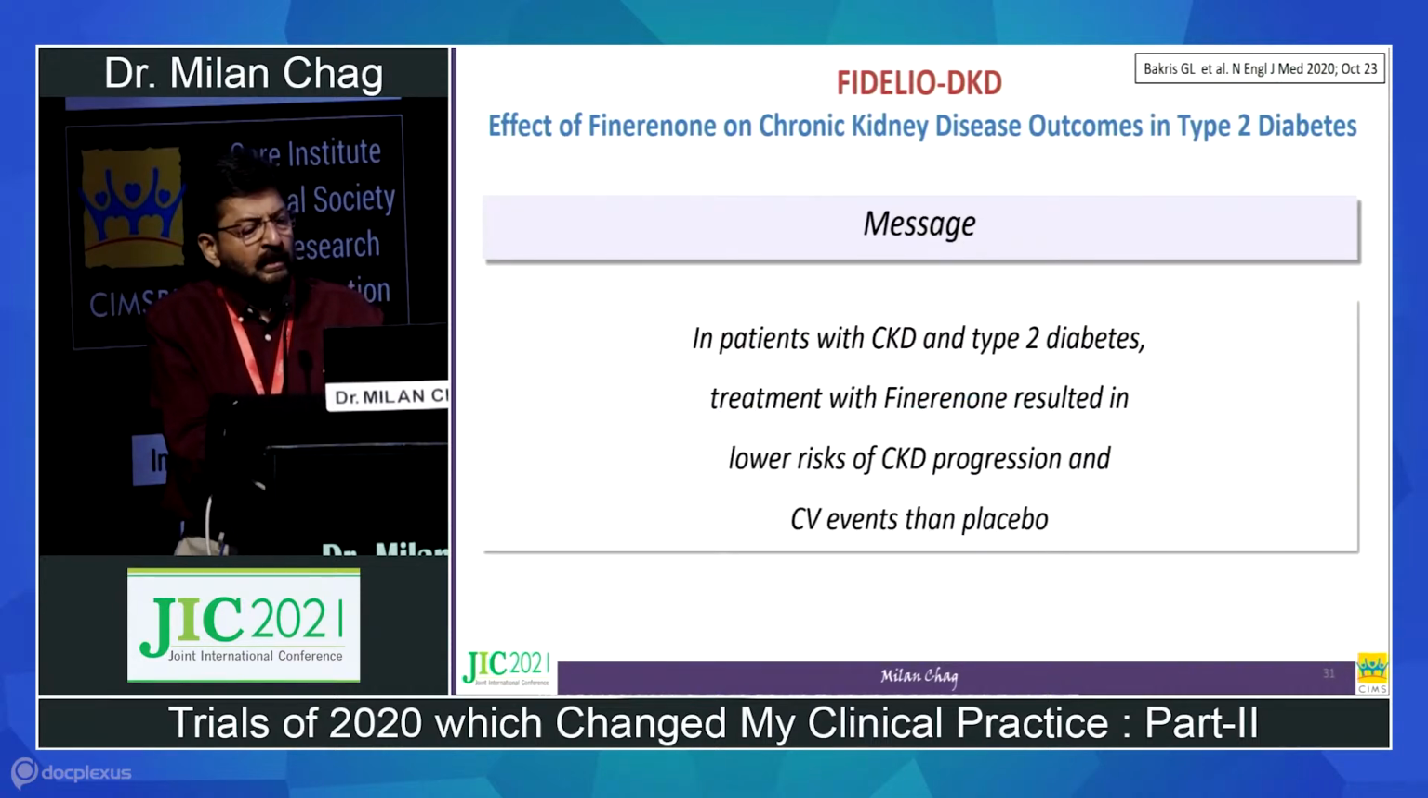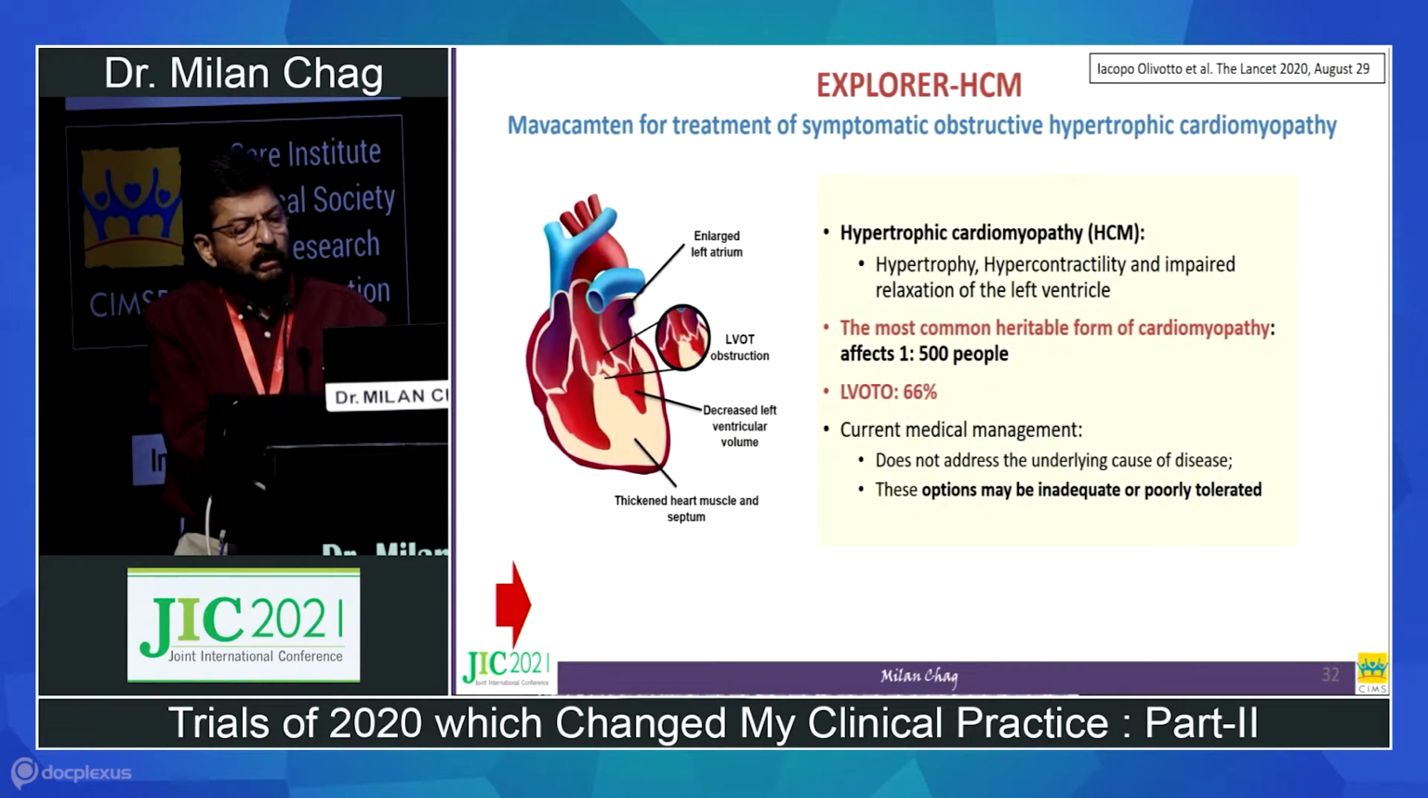So the message from this trial: in patients with CKD and type 2 diabetes, treatment with this new molecule finerenone resulted in lower risk of CKD progression and cardiovascular events compared to placebo. Yesterday Stephen Nissen actually discussed this trial for almost 10 minutes. Just a summary. EXPLORER-HCM, mavacamten, again a new molecule, treatment in symptomatic obstructive hypertrophic cardiomyopathy.